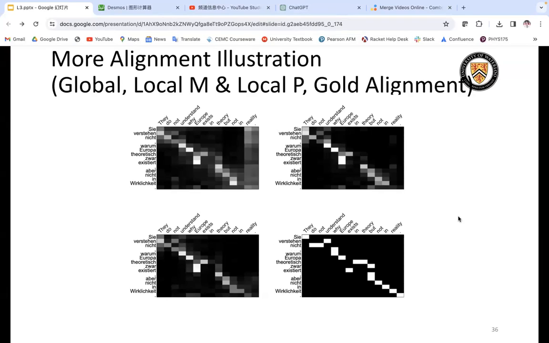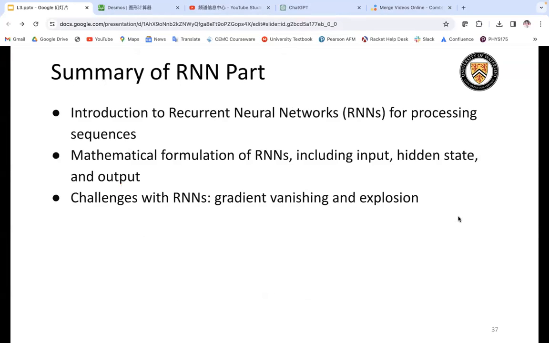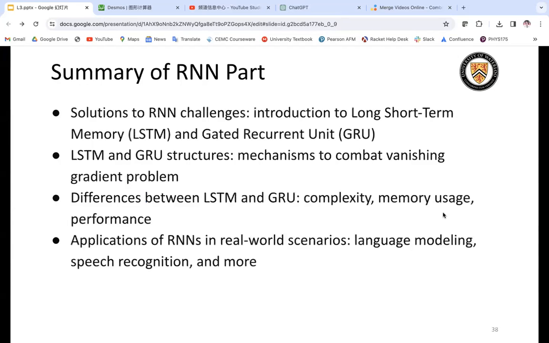And golden alignment simply means the output words that are aligned to the input words, the true alignment, roughly speaking. And now let's summarize the recurrent neural network part of the lecture. We have introduced RNNs for processing sequences. We have discussed mathematical formulations of RNNs, including input, hidden state, and output. And we have discussed some challenges of RNNs, such as gradient vanishing and explosion. We have talked about solutions to the above RNN challenges, namely long short-term memory, LSTM, and gated recurrent unit, GRU.